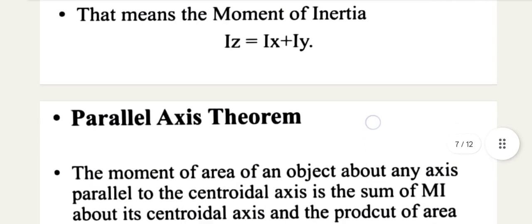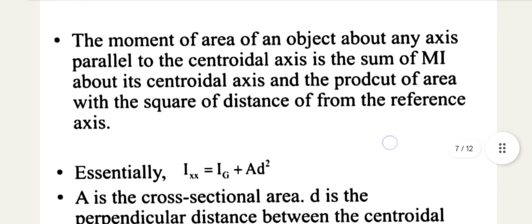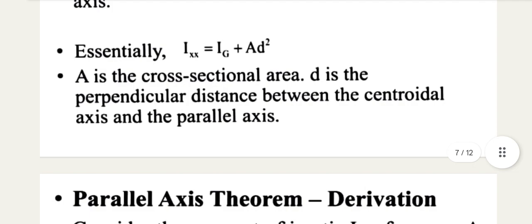Then parallel axis theorem. The moment of inertia of an object about any axis parallel to the centroidal axis is the sum of the moment of inertia about its centroidal axis and the product of area with the square of distance from the reference axis. Essentially, Ixx is equal to Ig plus A into d square. A is the cross-sectional area, d is the perpendicular distance between the centroidal axis and the parallel axis.